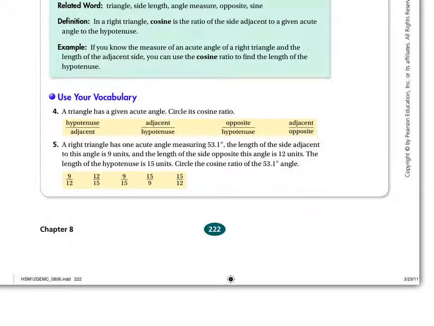All right, so stop. A triangle has a given acute angle, circle its cosine ratio. Yeah, so caught another one, right?